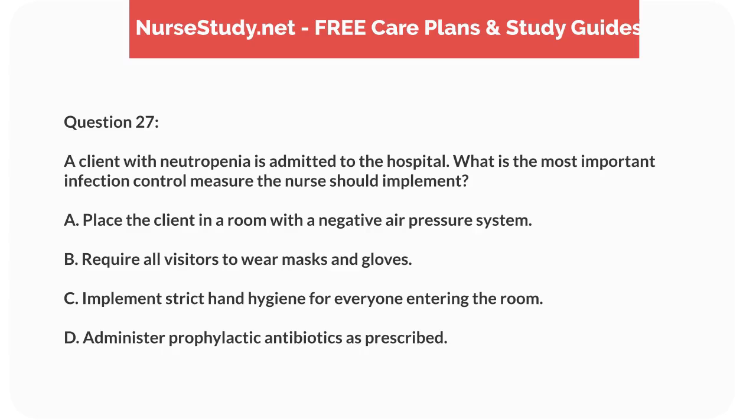Question 27. A client with neutropenia is admitted to the hospital. What is the most important infection control measure the nurse should implement? A. Place the client in a room with a negative air pressure system. B. Require all visitors to wear masks and gloves. C. Implement strict hand hygiene for everyone entering the room. D. Administer prophylactic antibiotics as prescribed.